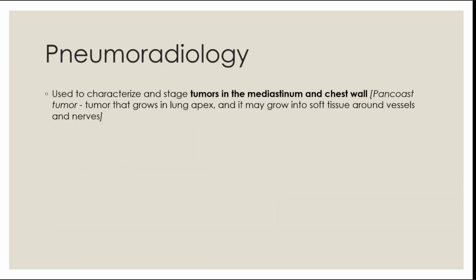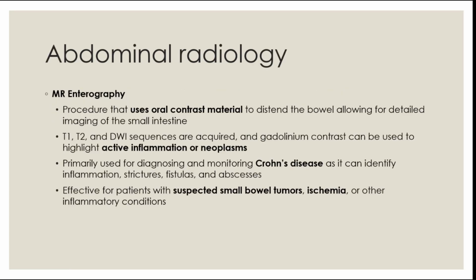For pneumoradiology, we don't really see the lungs with MRI because they're full of air, but we can see tumors in the mediastinum and the chest wall, especially Pancoast tumors. So for evaluating Pancoast tumors, which are tumors at the apex of the lungs, you can use MRI. Abdominal radiology: we use MRI a lot here as well.